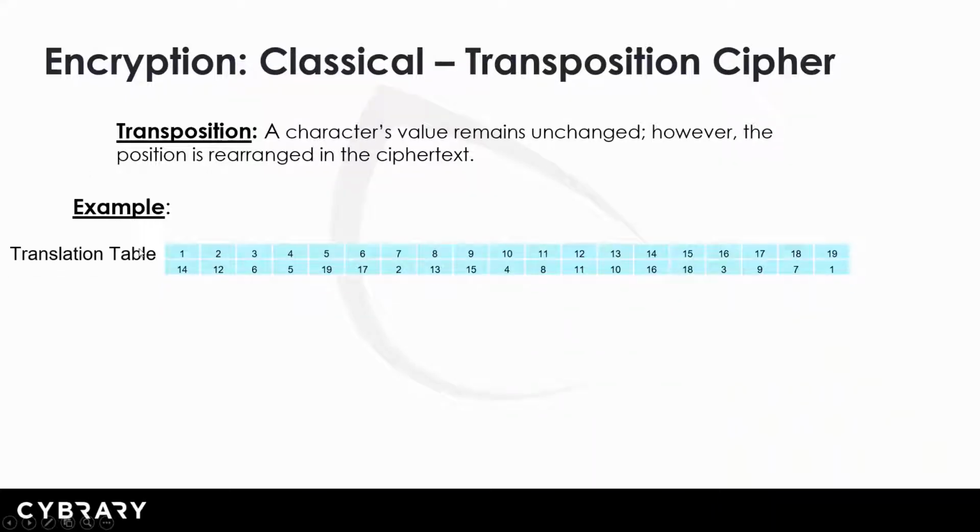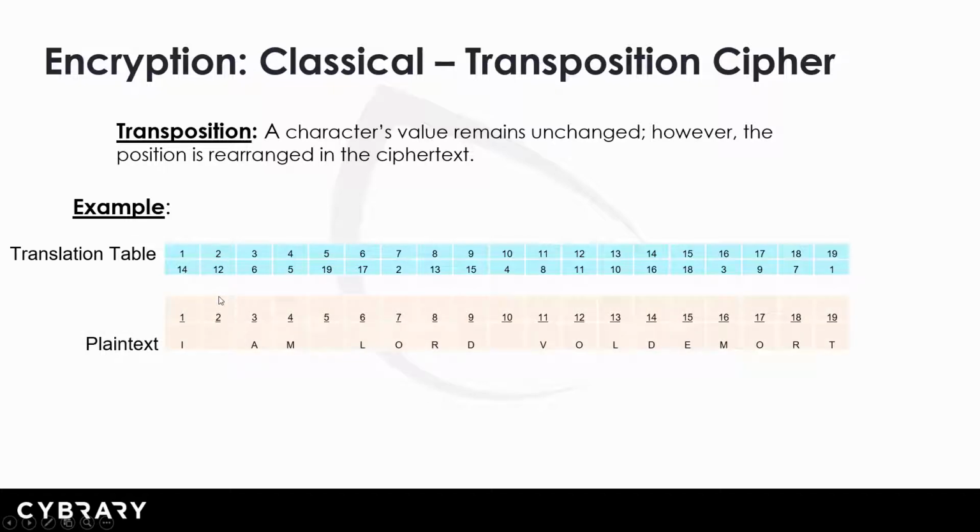So, for example, if we have the following translation table, the first character of a plaintext will be located at the 14th position of the ciphertext. So if we have an example of the following, the plaintext is I am Lord Voldemort. In the ciphertext, as you can see here, the first character, which is an I, will be located at the 14th position of the ciphertext. I, right here. And the ciphertext will essentially read Tom Marvolo Riddle.